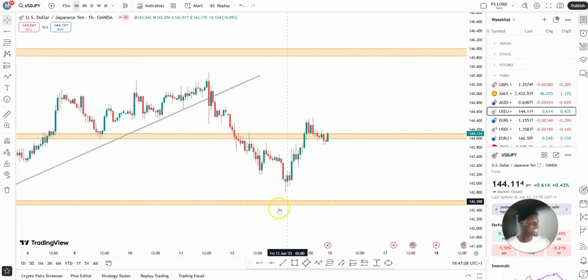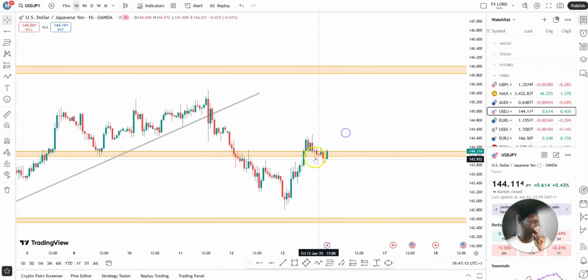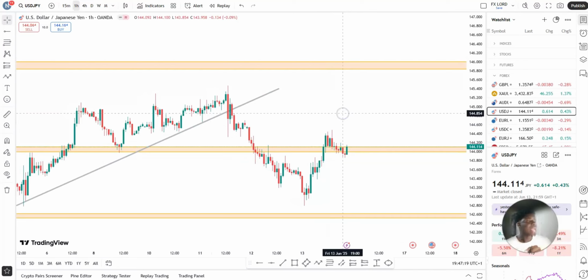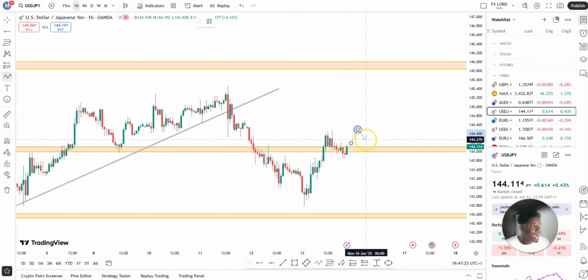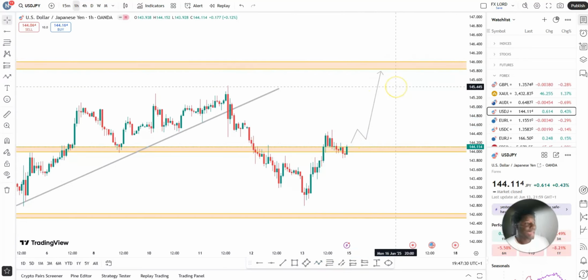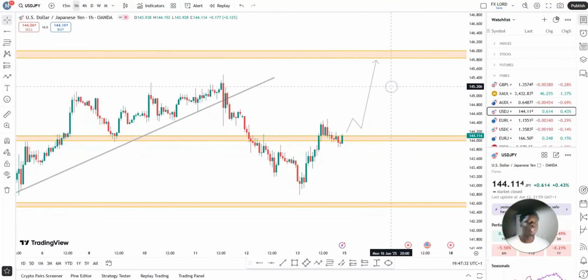I mean, it just came back from this minor support level, which the market didn't get into, and now we are at this level at the moment. So my bearish scenario on USD JPY is the market just rallying back to the upside, coming back into this minor resistance. This is what I'm looking for. I'm very much bullish rather on USD JPY than bearish.